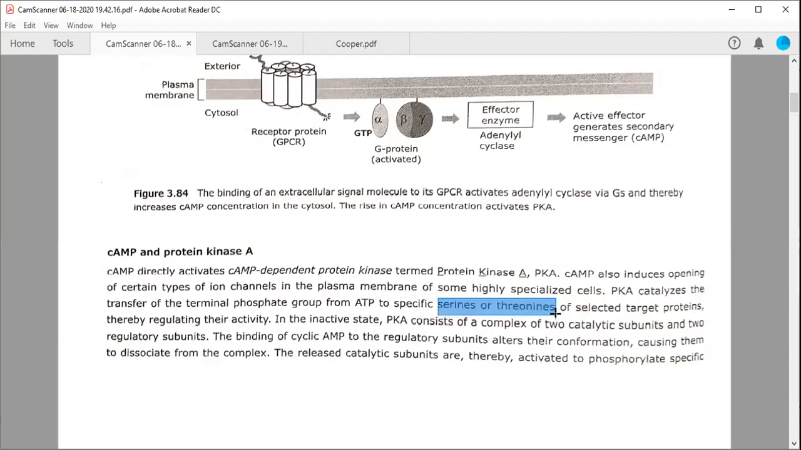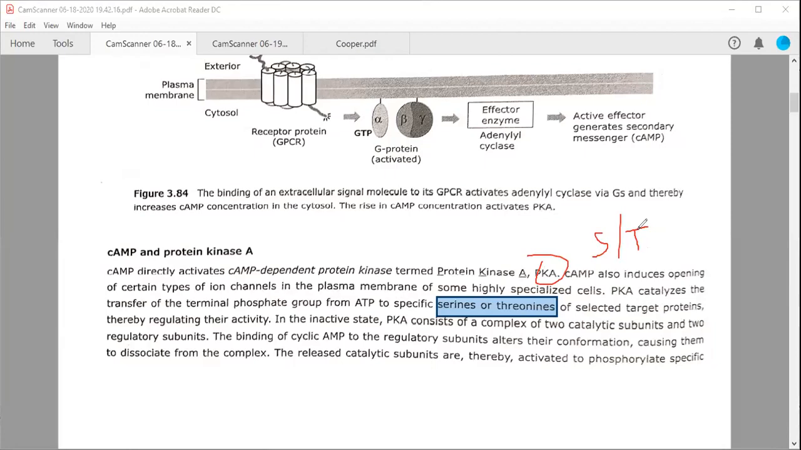This is a serine or threonine kinase. So you need to remember it. If someone asks you what is the nature of this particular protein kinase A, you say this is a serine or threonine kinase. It is going to phosphorylate either serine or threonine, not the tyrosine, not any other amino acid.